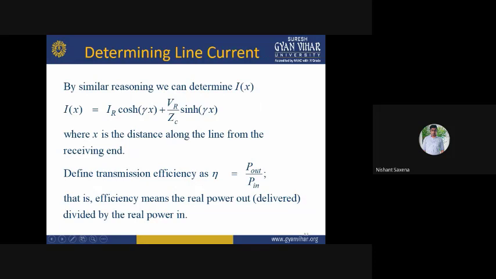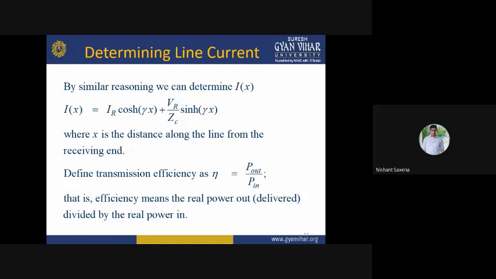By similar reasoning, we can determine the current Ix. We have seen that the current Ix is equal to IR cos hyperbolic gamma x plus VR upon ZC sine hyperbolic gamma x, where x is the distance along the line from the receiving end, not from the sending end.